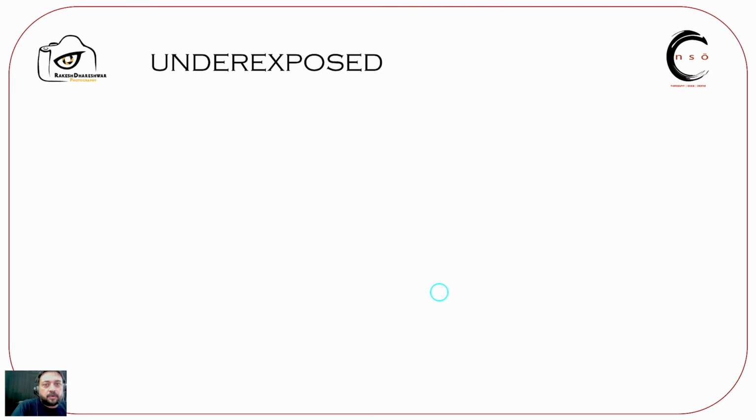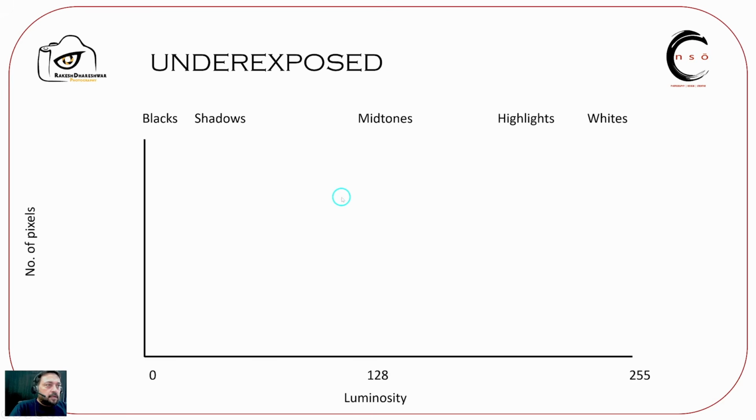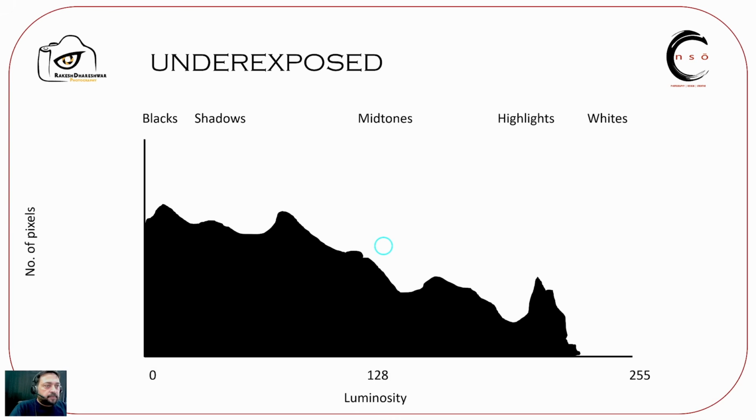So let's see how the histogram in any of the softwares represents an underexposed image. Now this is the histogram. The x-axis will show you the tones or the luminosity, and the y-axis will show you the number of pixels within those tones. This is one of the representations.